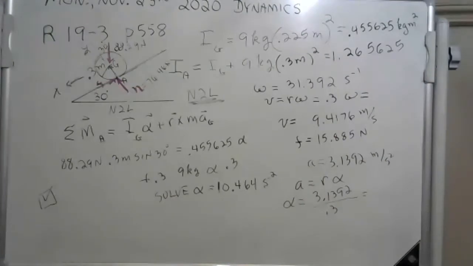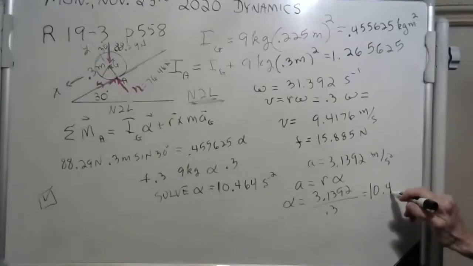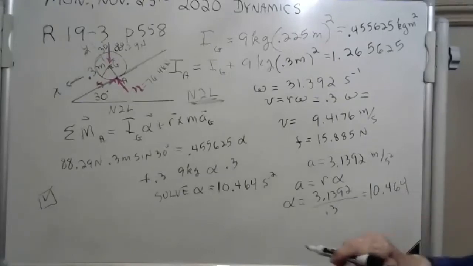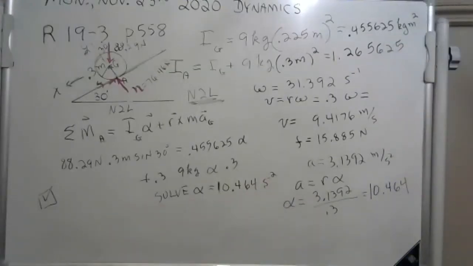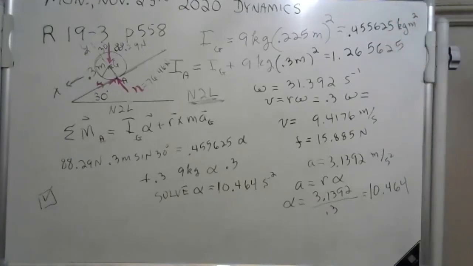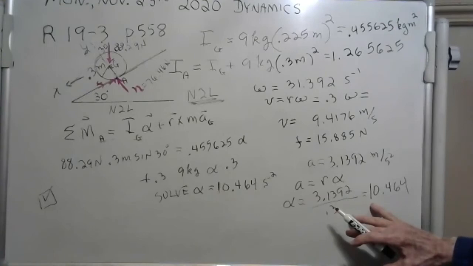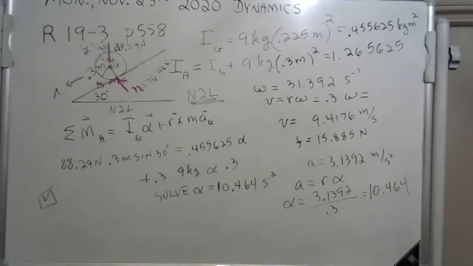Okay, let's do that and see if we get what we got. Here we go. Well, I'm getting 10.464. Wow, that's what we got. Hey, we checked our work. This Newton's second law business actually works, doesn't it? How about that? It actually works. We checked our work. We got this alpha a totally different way a while ago. And then we got the alpha this way. And we're happy.